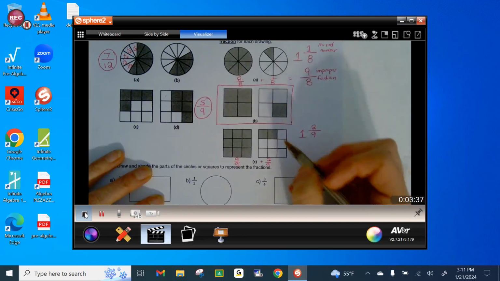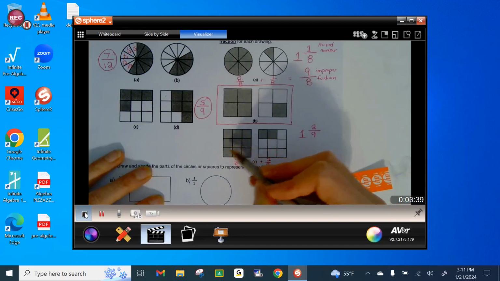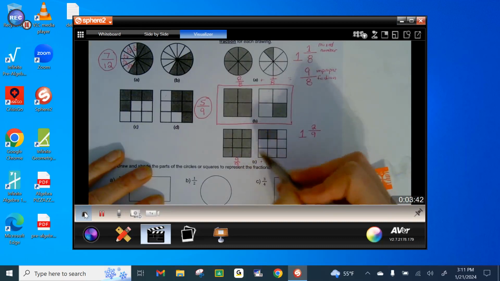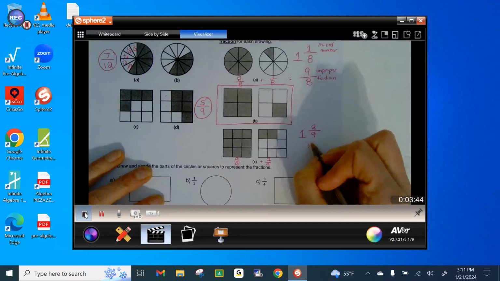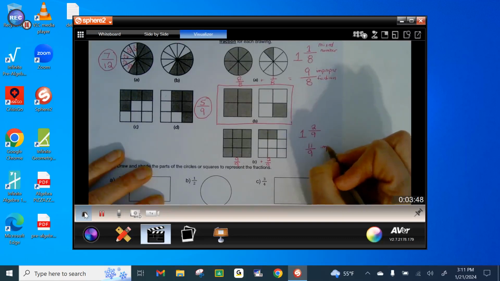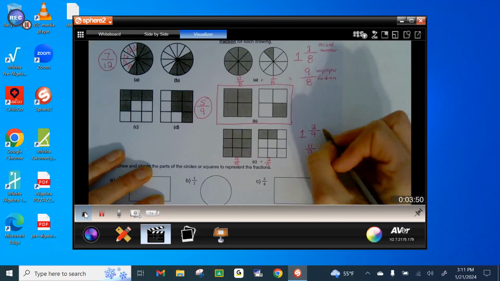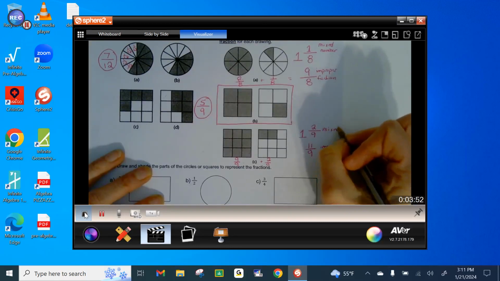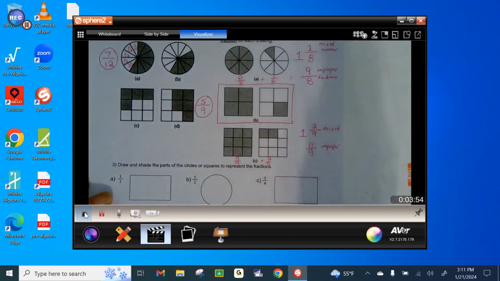And our improper fraction is 1, 2, 3, 4, 5, 6, 7, 8, 9 plus 10 plus 2 more, 10, 11. We have 11 nines. These mean the same thing. These are equivalent. This is our improper and this is our mixed. Okay? You try letter B.